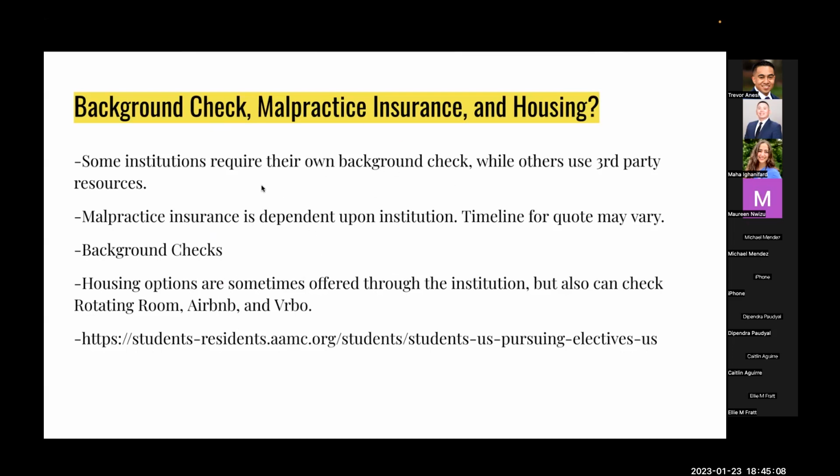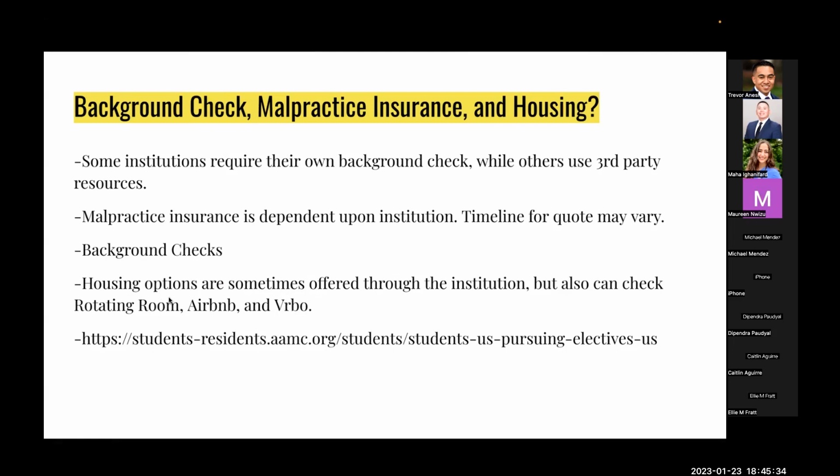So one, check with your school and email your elective coordinator. Oftentimes you can get the background check and malpractice insurance free from them. But if not, I'll go on and explain it in a little bit about where to find it through AMC.